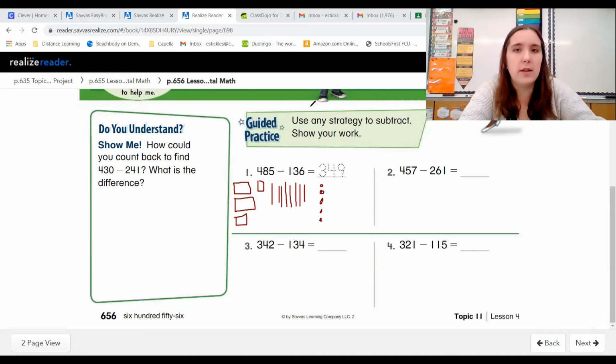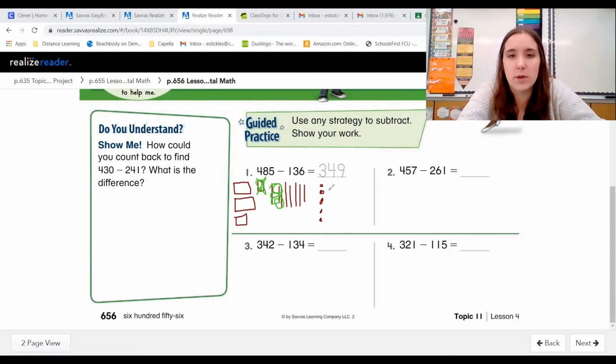So I drew 485 in place value blocks, and now I'm going to switch colors here to cross off the amount that I'm subtracting, which is 136. Now, I can start wherever I want when I'm doing place value blocks for subtraction. So I'm going to start with the hundreds. I see there's 100, so I'm going to cross off that. There's 3 tens that I need to subtract, so I'm going to cross off these 3 tens right here. And then I need to take away 6 ones.